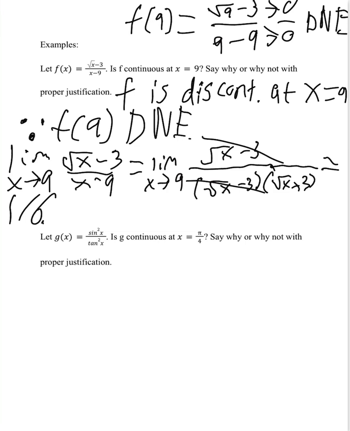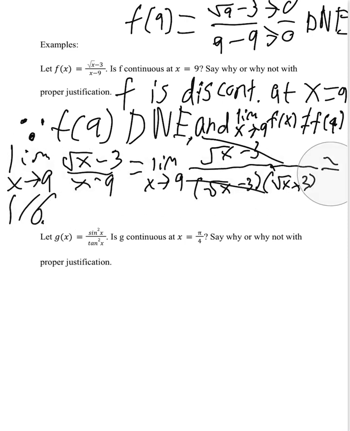So now I could say f is discontinuous at x equals 9 because f of 9 does not exist, and the limit as x goes to 9 of f of x does not equal f of 9, because you can't equal something that doesn't exist. So for the justification, I'm going to erase all this limit stuff.